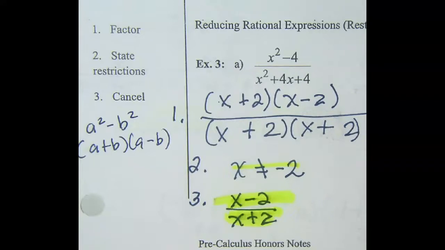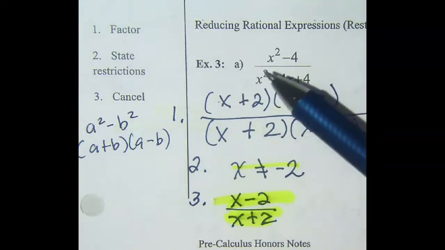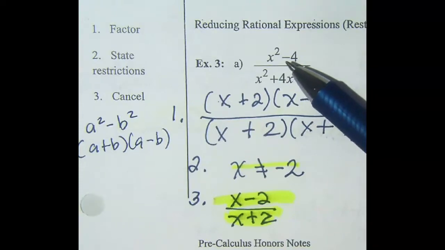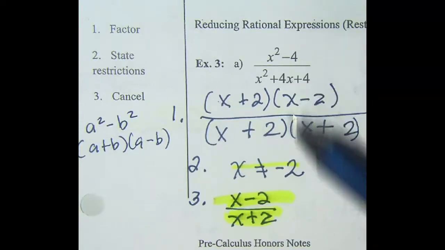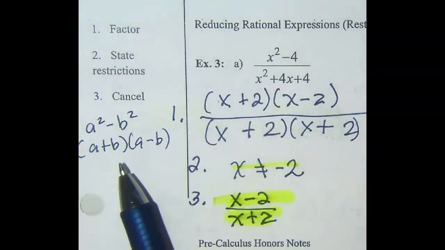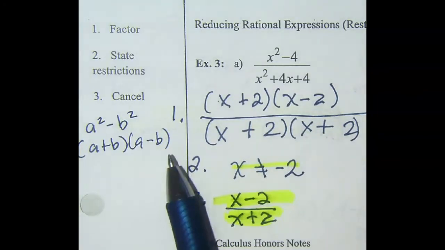We do this by factoring the numerator and the denominator first. So the numerator is a difference of 2 squares. X squared is a perfect square, it's x times x, and 4 is a perfect square, it's 2 times 2, and it's connected by a subtraction sign. This is a difference of 2 squares. In the Cornell notes, I wrote how you factor that. It's a plus b and a minus b.